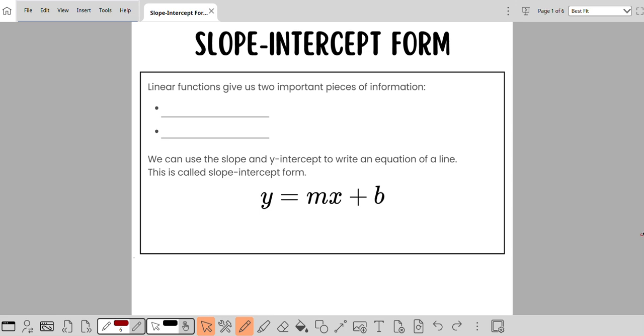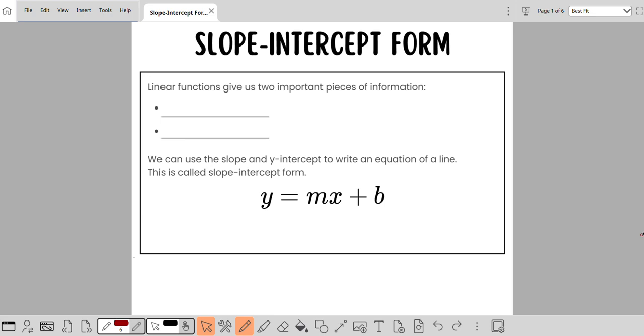Hey everybody, today we're going to start with slope-intercept form. This is one of my favorites, but I think it's all my favorites, so let's just go ahead and get started. Linear functions give us two very important pieces of information.